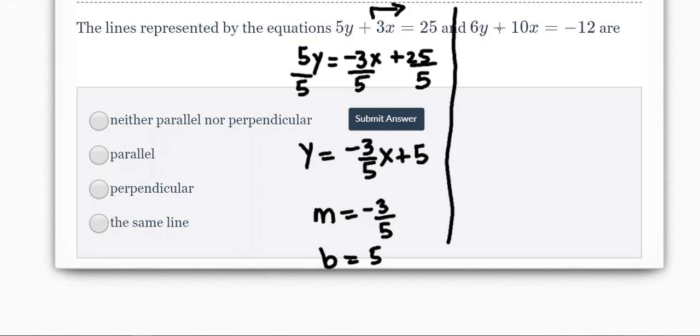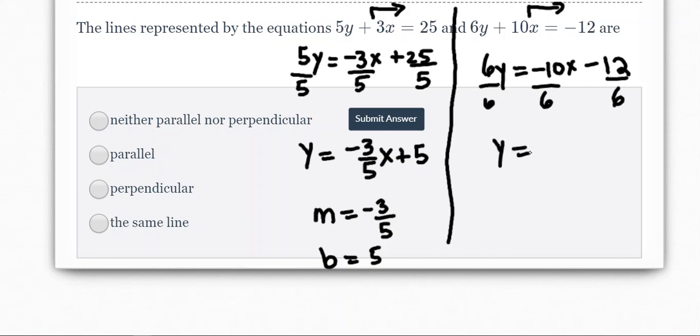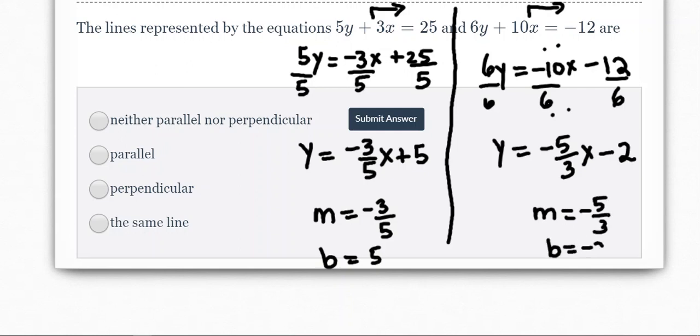Now on this one, 6y plus 10x, the x term has to go to the other side. So we have 6y equals negative 10x minus 12. Dividing every term by 6 gives us y equals, what is this reduced to? This is 2 times 5 and this is 2 times 3. So negative 5 over 3x minus 2. So this one has a slope of negative 5 over 3 and a y-intercept of negative 2.